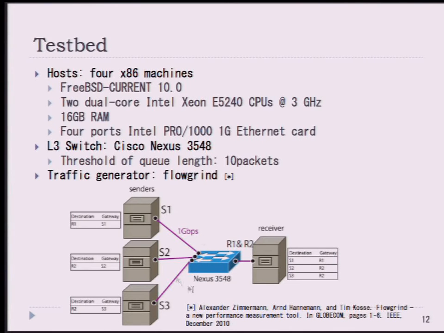So this is the topology we use. There are 4 hosts, 4 machines, and they run FreeBSD 10-current. They have two dual core CPUs, and they have 16 gigabytes memory. And they have four 1 gig Ethernet cards. And for switches, we use Cisco Nexus 3548. This is the switch implemented for DCTCP, so they support ECN.